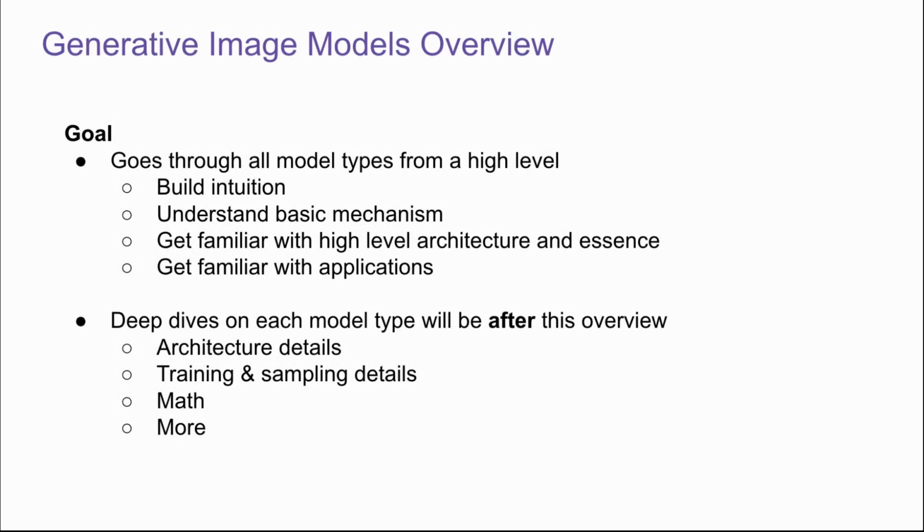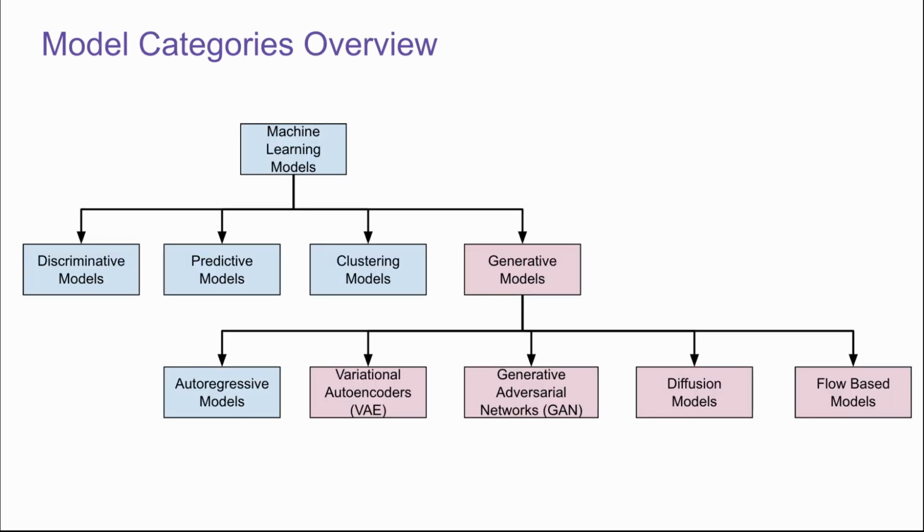Let's dive into it. In this generative image models overview, we're going to go through all the model types from a very high level. We are going to build intuition, understand the basic mechanism, get familiar with the high-level architecture, and the applications. We are not going to deep dive into the architecture details, or the training and sampling details, or the mathematics behind it. Those topics are going to get covered right after this overview in the deep dives. Please stay tuned. Let's step back a little bit and start with the model categories overview.